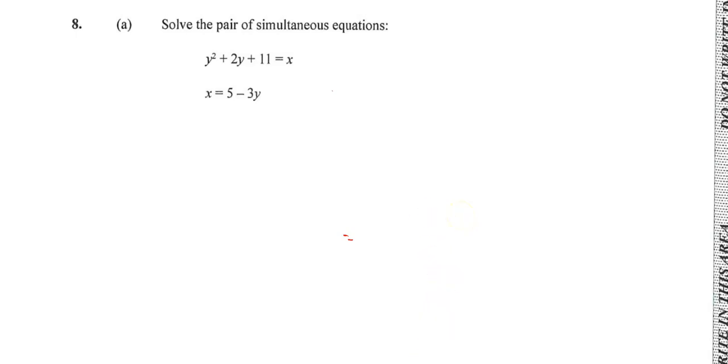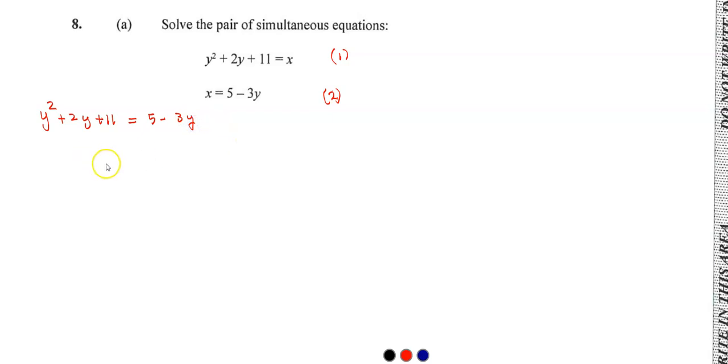Now, it's really important for you to know that equation 1 is equal to x, but also equation 2 is equal to x. So let's label this as equation 1 and this one as equation 2. Both equations are equal to x, so it means that we can have y squared plus 2y plus 11. Since they both equal x, we can set them equal. So that would equal 5 minus 3y.